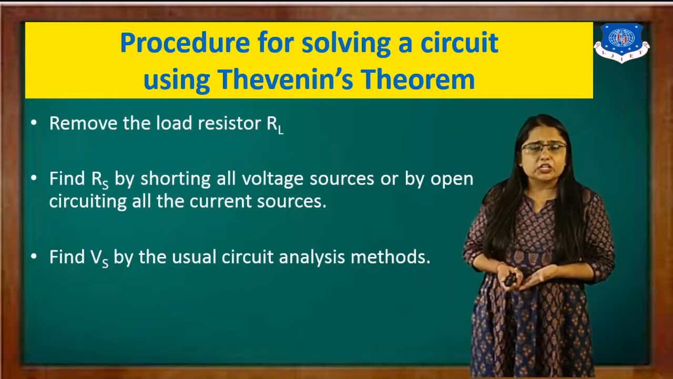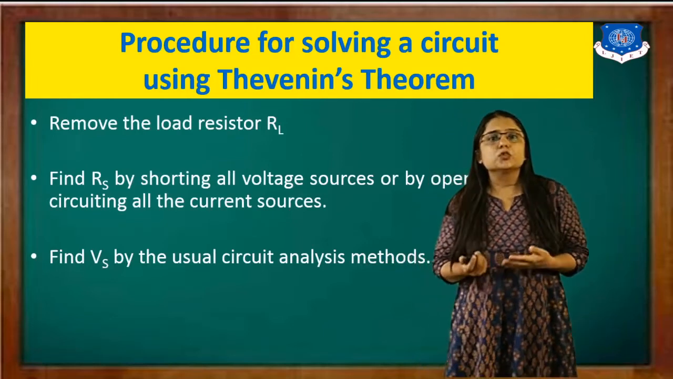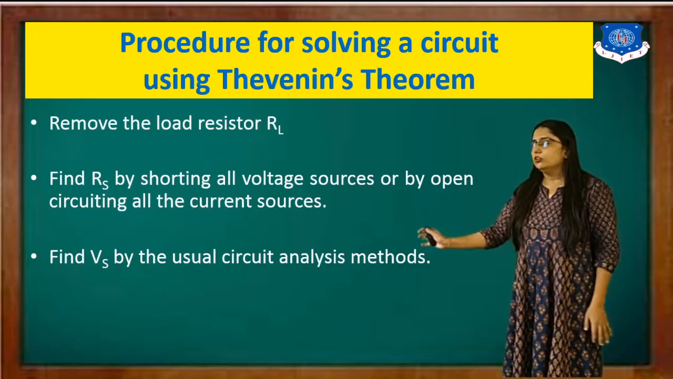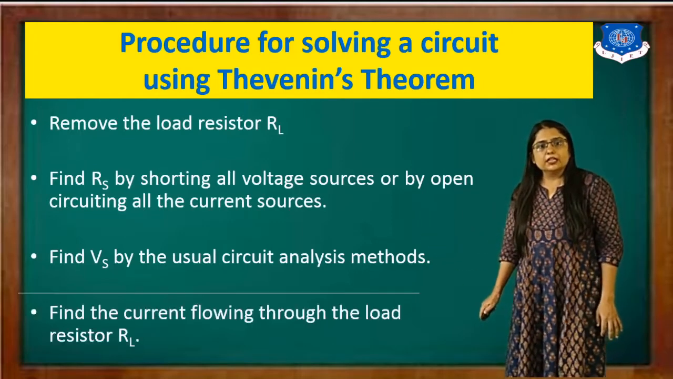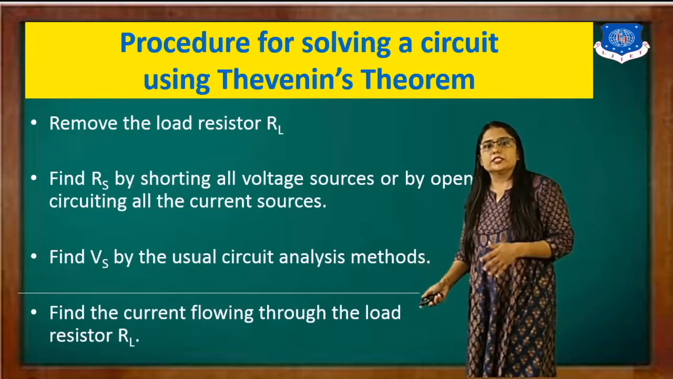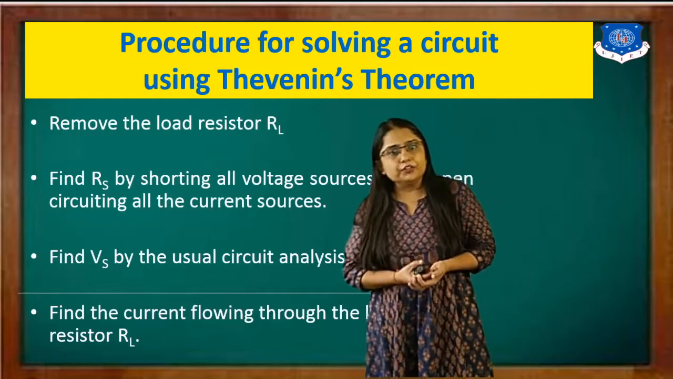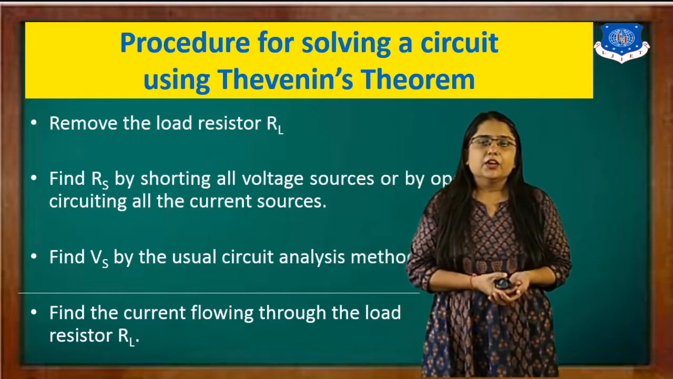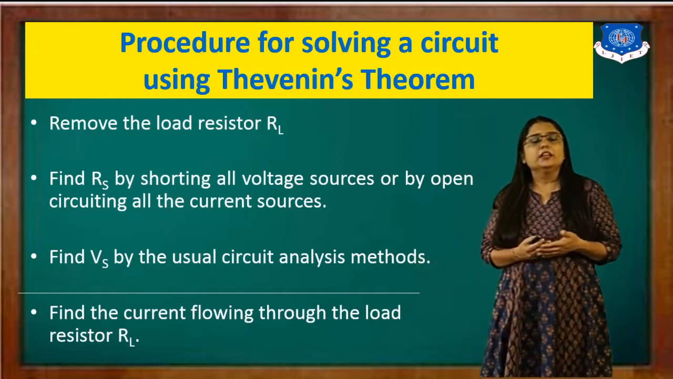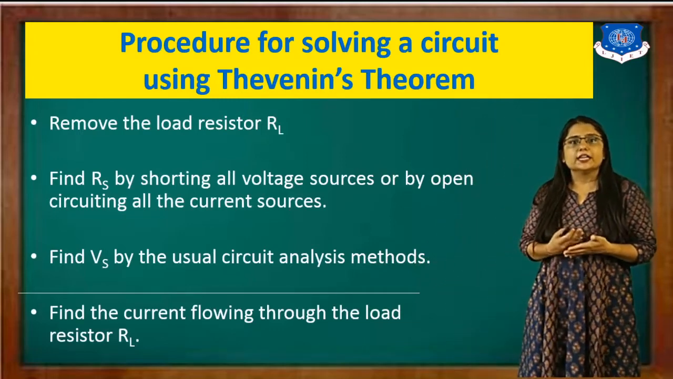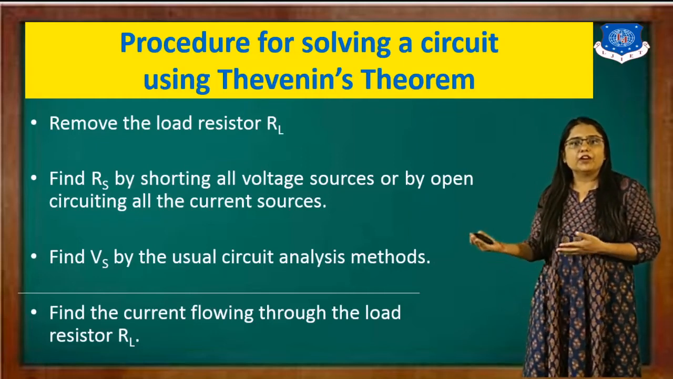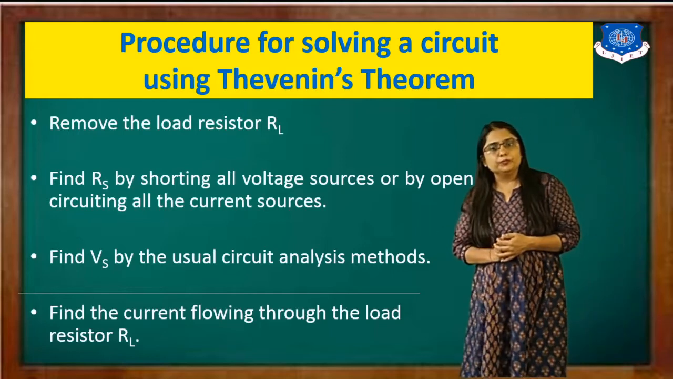That means you can use mesh analysis, node analysis, source transformation, or source shifting. You can use any method to find the value of Vs. And then find the current flowing through the load resistance RL. Because after finding Vs and Rs, we have a very simple circuit, where Vs is connected in series with the two resistors, Rs and RL. Then we have only one loop, and we can easily find the current of that single loop.